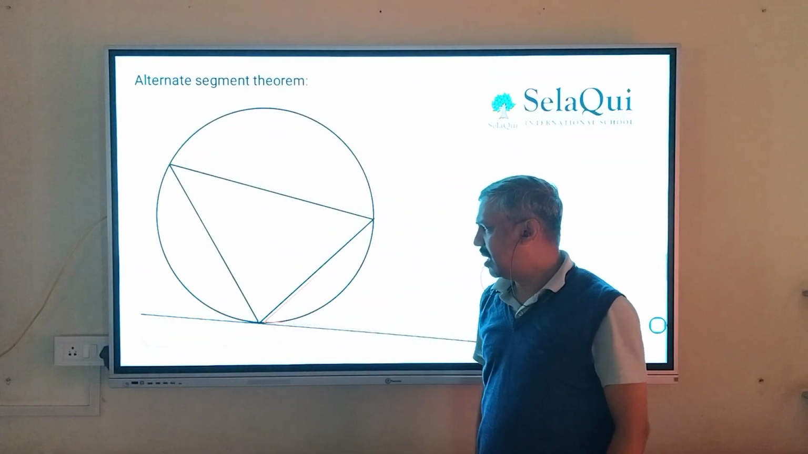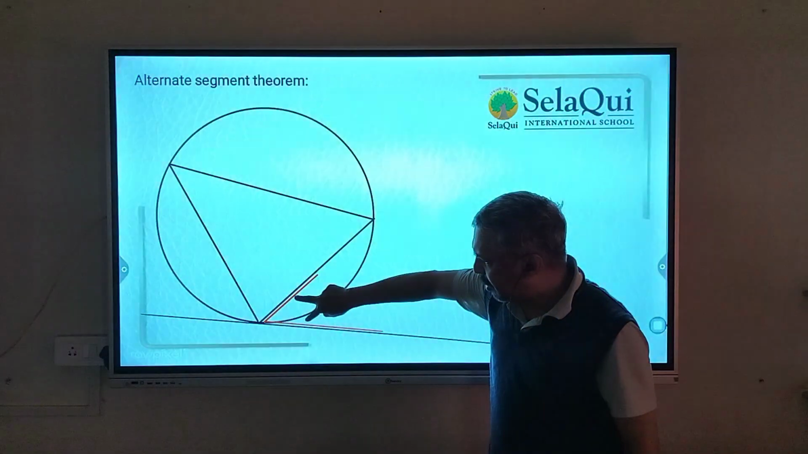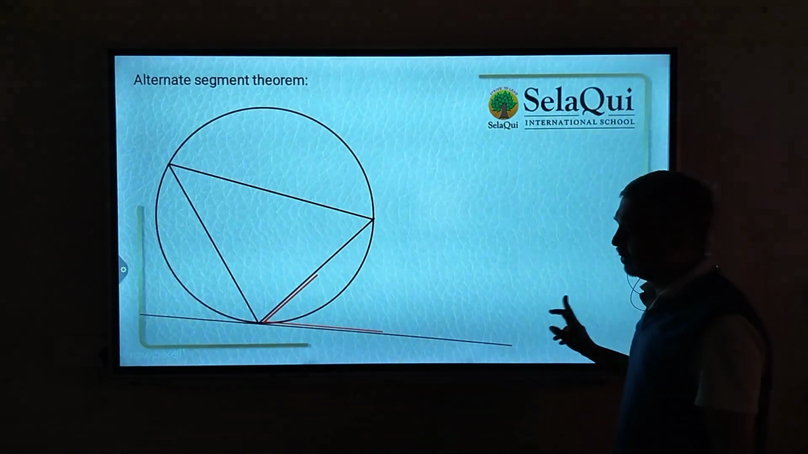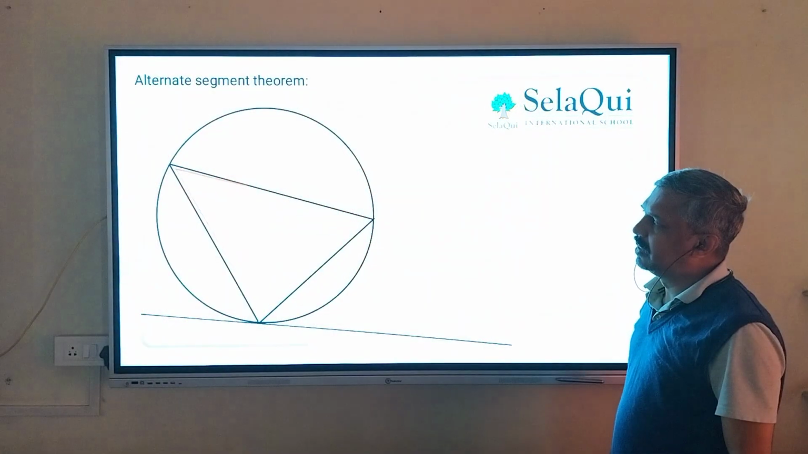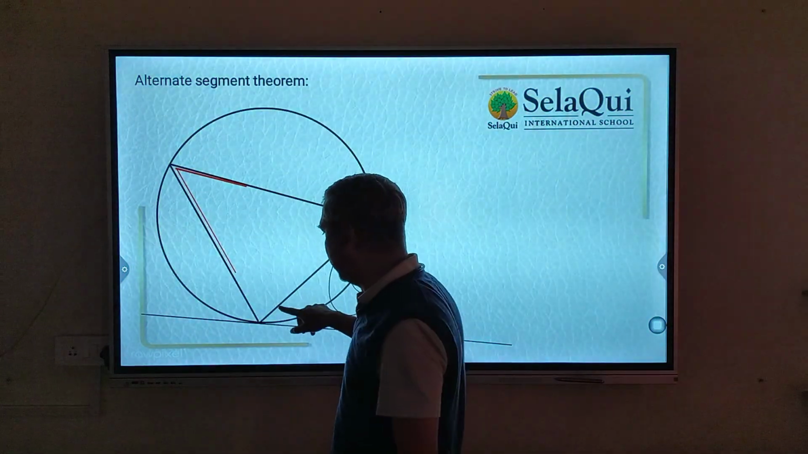The angle is here. And the same red line, without any deformation between them, will come here and will mark the same angle here. Let's see this. See, the angle is equal. So these two angles, and this angle and this angle, must be equal.